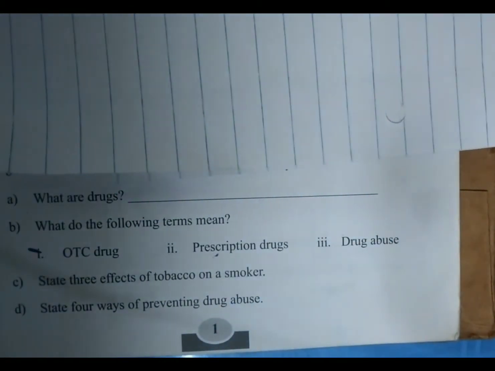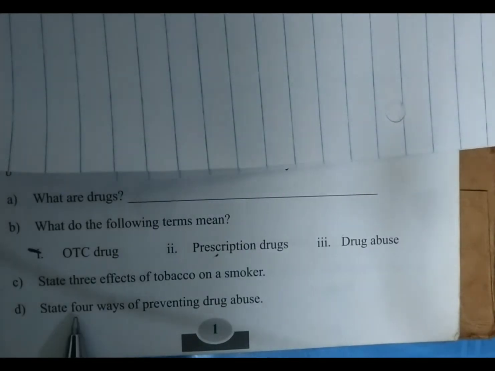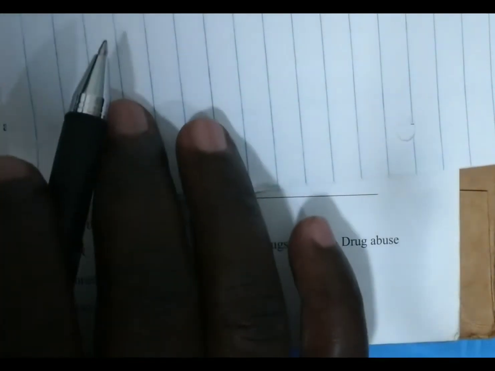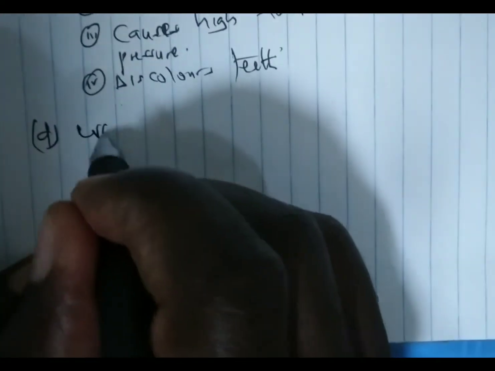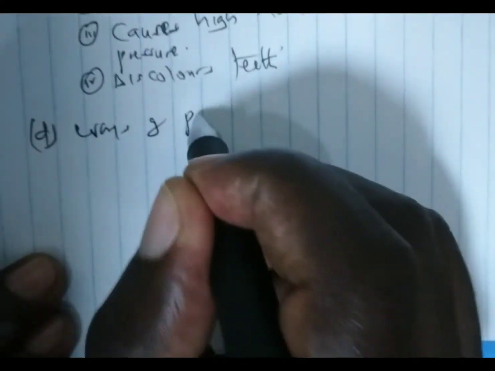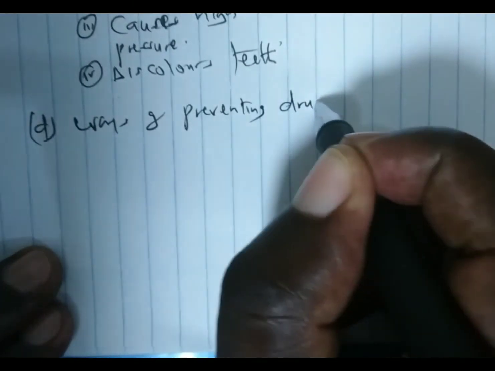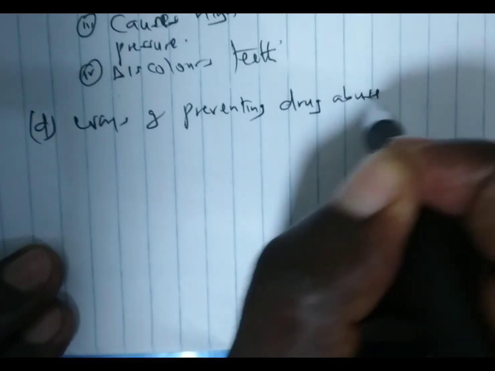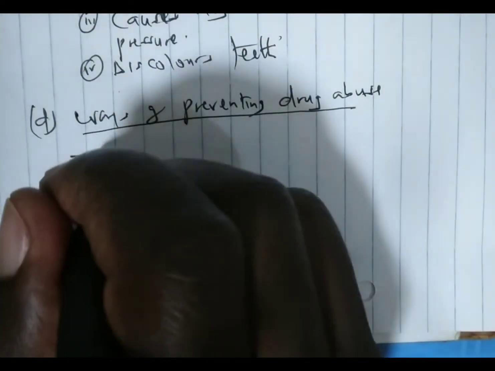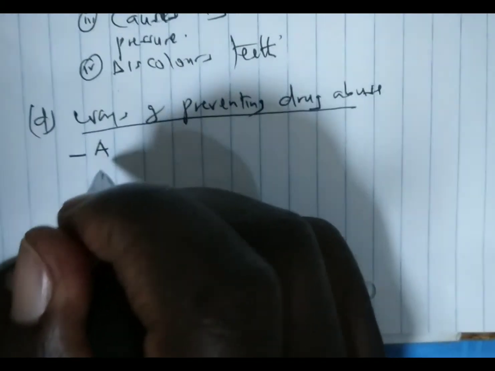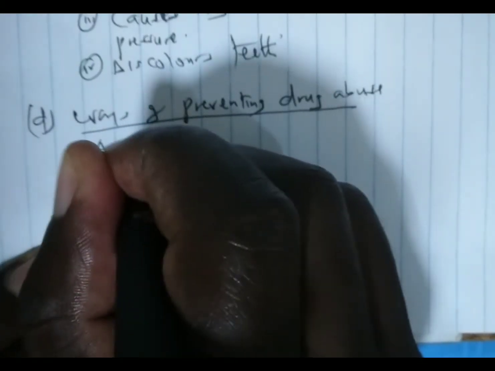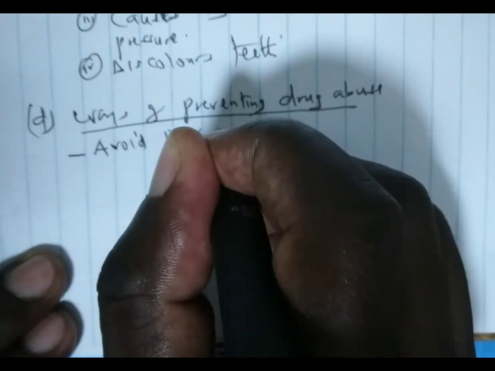We go to the last part of this revision. That is D, state 4 ways of preventing drug abuse. Part D, under drugs, ways of preventing drug abuse. Number one, you can avoid or prevent drug abuse by avoiding what we call peer pressure.